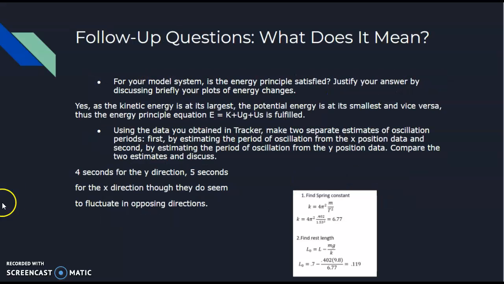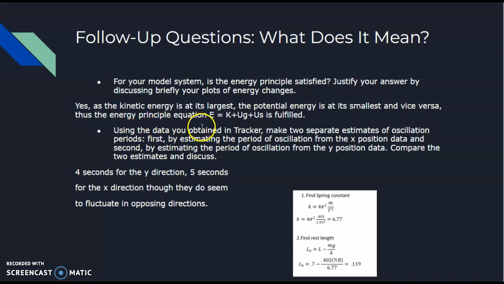So for follow-up questions: for your model system, is the energy principle satisfied? Justify your answer by discussing briefly your plots of energy changes. Yes, as the kinetic energy is at its largest, the potential energy is at its smallest, and vice versa. Thus, the energy principle equation E equals K plus UG plus US is fulfilled, because K will cancel out with UG and US.